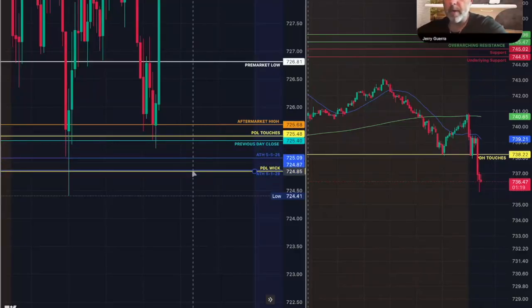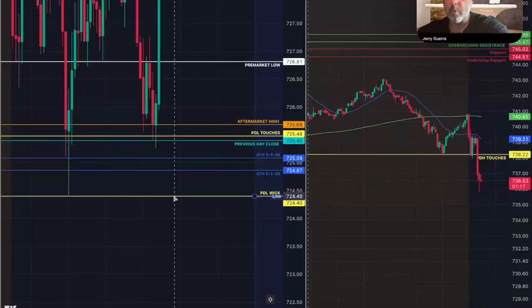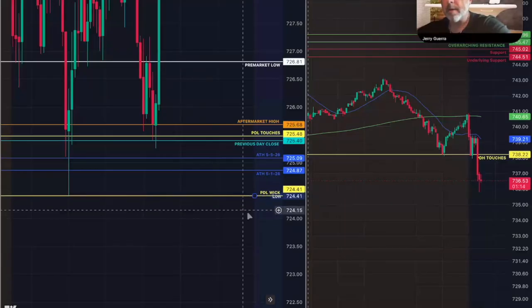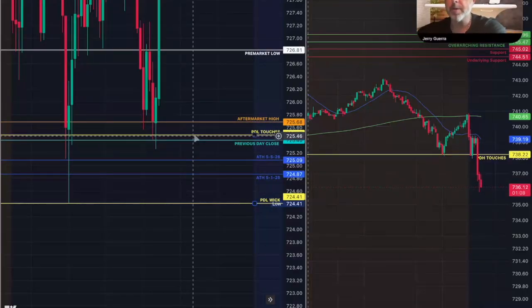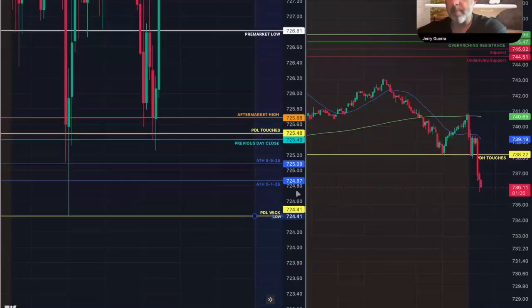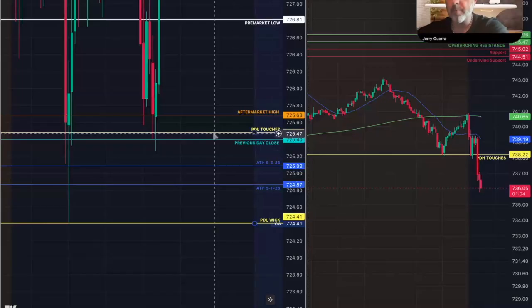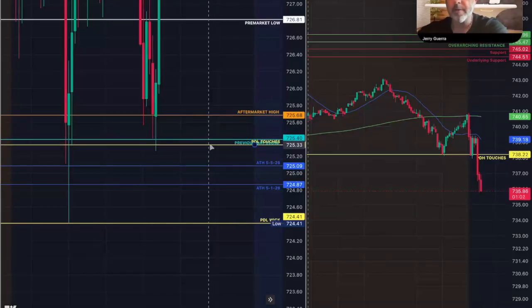So PDL wick, the lowest point of the day. And then I mark the PDL touches, and then I mark the highest part of the most amount of touches that I can grab close to that PDL wick. So in this scenario here, you have this wick, you have all three of those and 4 touches.